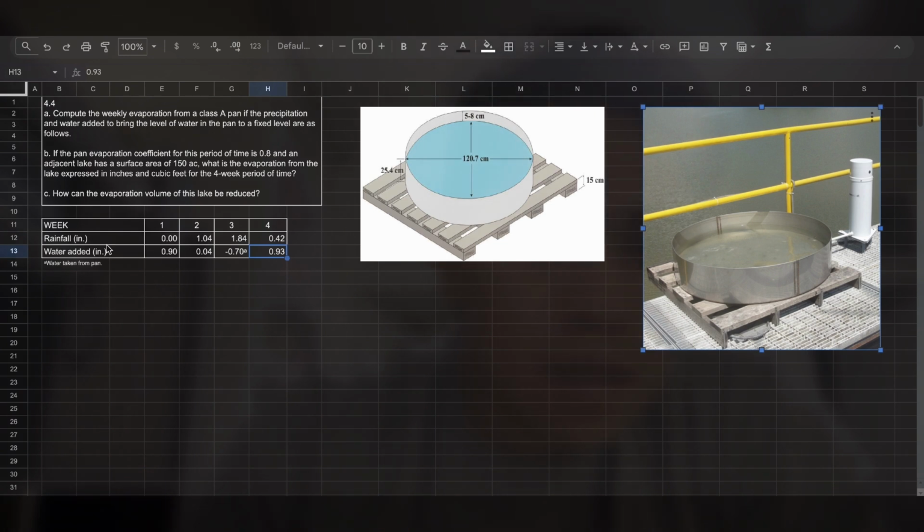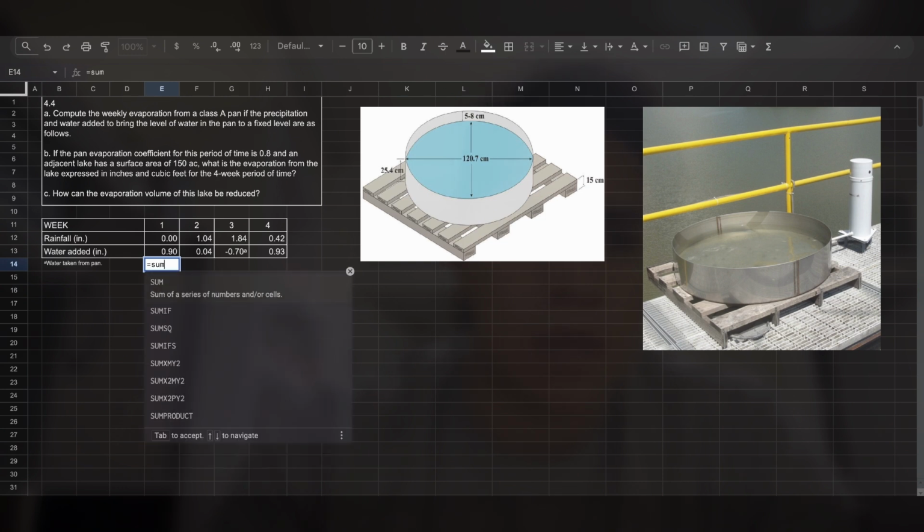So let's continue. It says compute the weekly evaporation. So what's happening here, these are the values of rainfall, water that is falling into the pen, and this is the water added, so we can keep the same level of water every time. In week one we didn't get any rainfall, so we needed to add 0.9 inches into the pen to keep it at a certain level. We don't know what that level is, but we don't actually need to know for this problem.